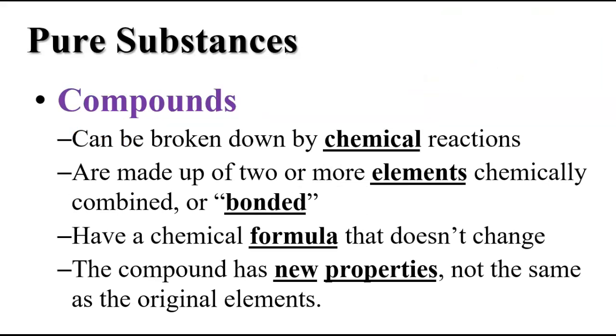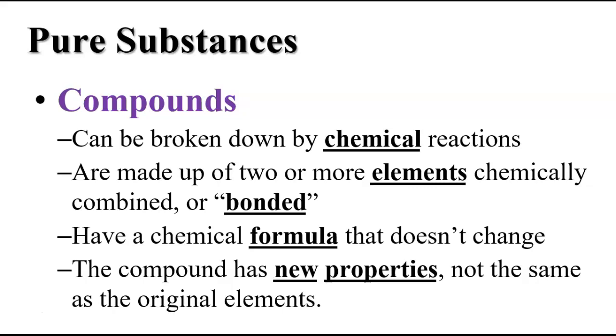Now, compound, C for chemical, okay? Chemical compounds can be broken down by chemical reactions, and they're made of 2 or more elements that are chemically bonded. Now we're talking about water, H2O. I've got 2 pure elements in a bond with each other. Chemical compounds have a formula that doesn't change. We spent a lot of time first semester learning how to write ionic and covalent formulas. Those are all examples of compounds.